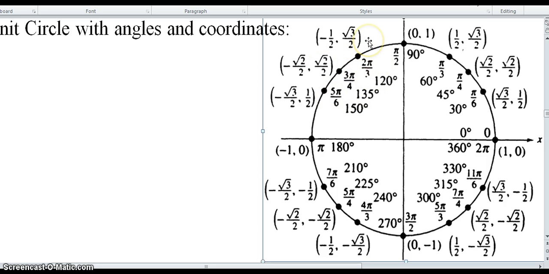Either 2 pi thirds or 5 pi 6, one of those has to be my answer. So if I'm not good at dividing fractions in my head, pick one of those values and divide y by x. If you get the answer that you're looking for, then that's your angle. If you don't, by default, it has to be the other angle. So you only have to do this once.